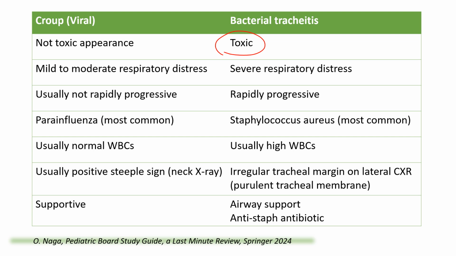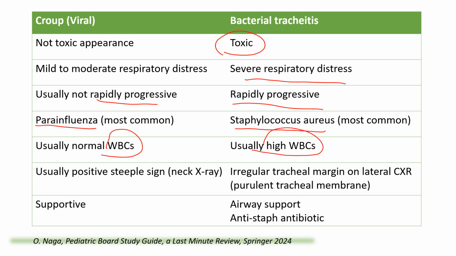Croup: mild to moderate respiratory distress, usually not rapidly progressive. Bacterial tracheitis: severe respiratory distress, usually rapidly progressive. Parainfluenza is the most common cause of croup. Staph aureus is the most common cause of bacterial tracheitis. In croup, the white blood cell count on CBC is usually normal. Here, in bacterial tracheitis, the white count will be elevated.